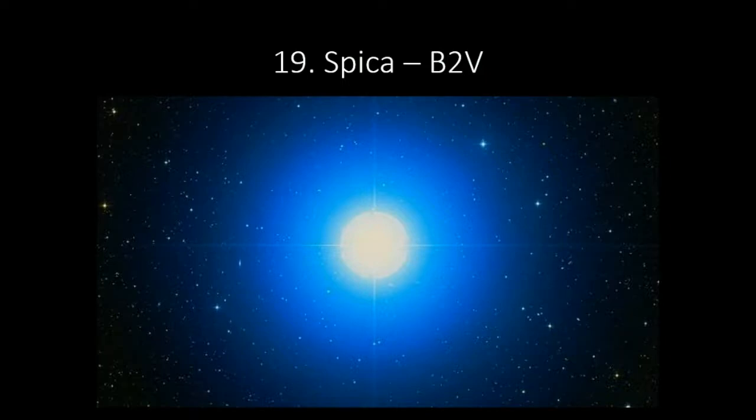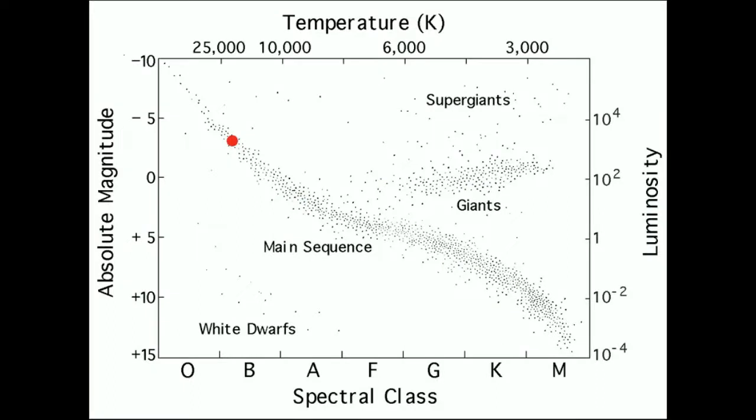The previous one, Achernar, was a B6V. This is a B2V, so it's going to be further along on the left side of B, up in the main sequence still.